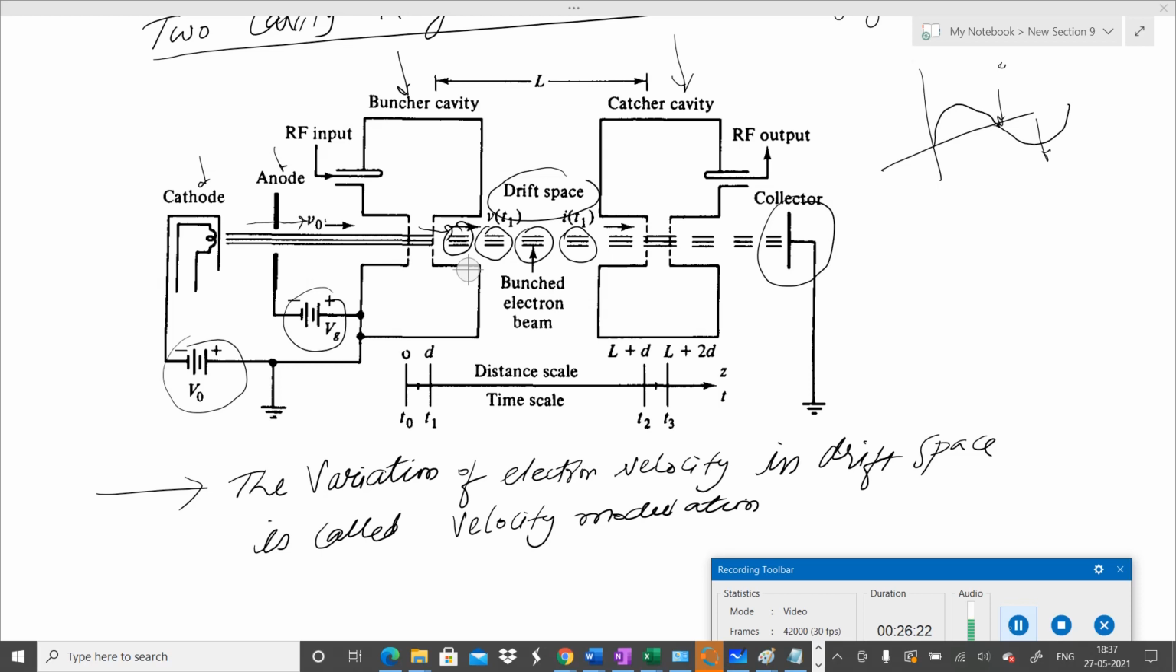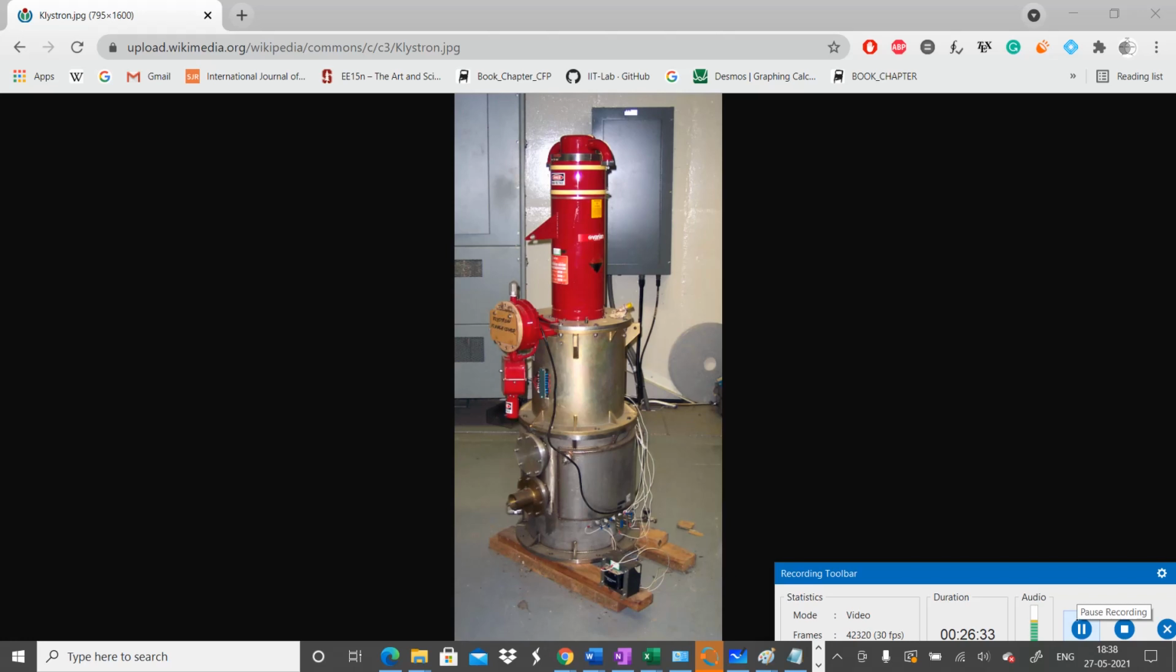It has been used heavily in high power applications. I will show you a photograph of one particular klystron. This klystron has been used for satellite communication. They have used circular cavities here. These are the cavities, anode, cathode, and other things. You can see the size also.